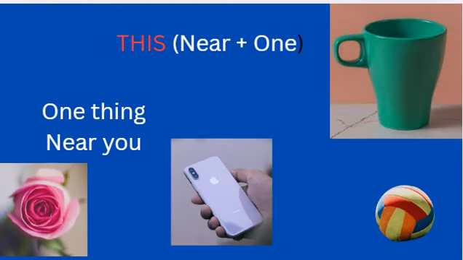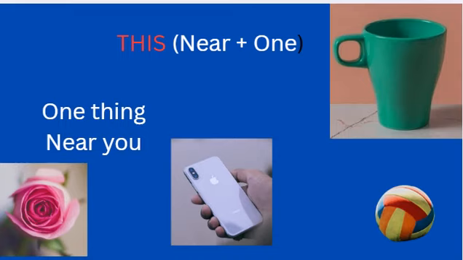First, one thing. First we will learn about this. This means which is near, and there should be only one thing. So, for that, we will use this. For example, you can see here, this is a cup. The cup is near to us and there is only one cup.